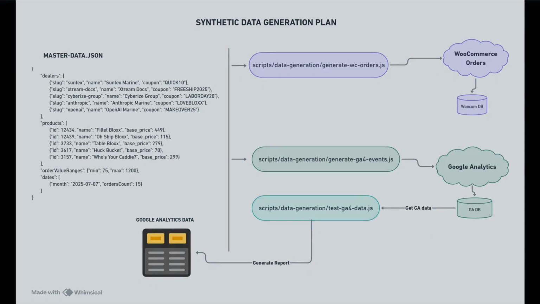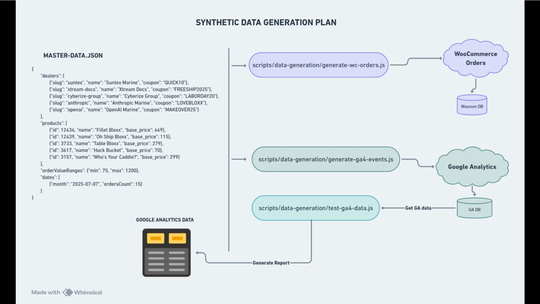Next, let me walk you through our solution. The synthetic data generation plan. Everything starts with that masterdata.json file on the left. This became our single source of truth, mapping our dealers, like Suntex Marine, Extreme Docs, etc., to their specific coupons and products. Notice how we connected real product names like fillet blocks and ship blocks with actual pricing and order value ranges.